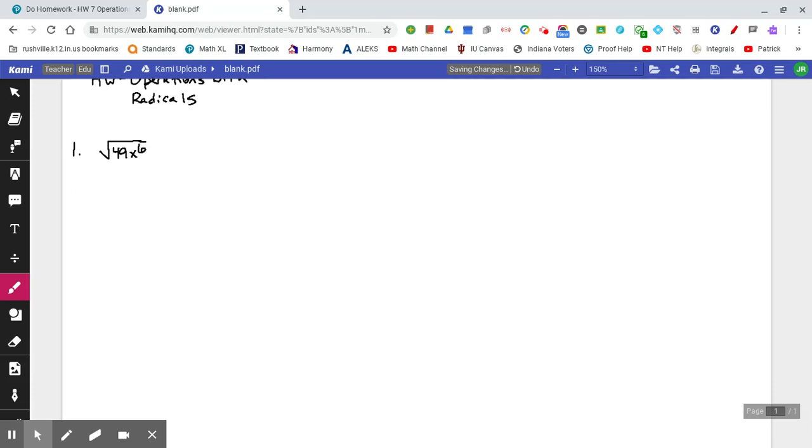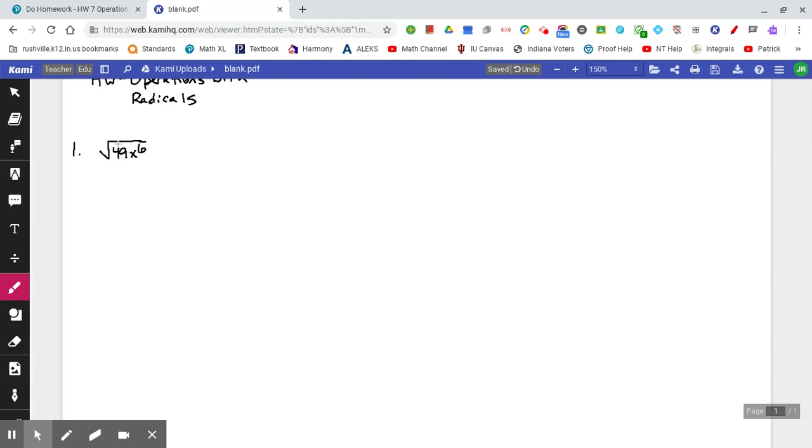Let's just make sure that we understand what it means to take a radical of an expression. So here we have the square root of 49x to the sixth. By the way, I'm going to go through the entire homework assignment. So our strategies should be the same for every question, although our numbers might be a little bit different. This will help guide you through the entire assignment.